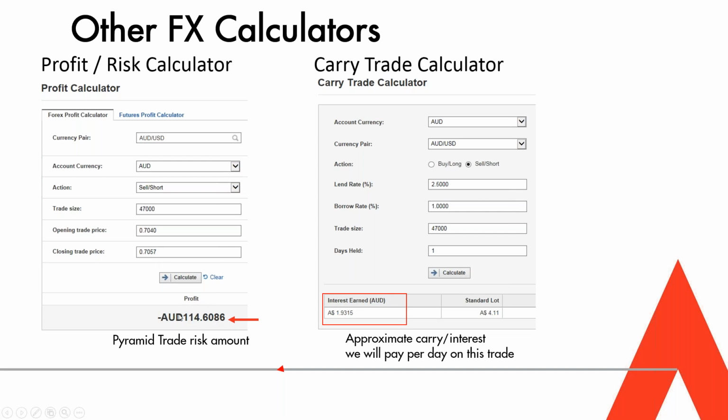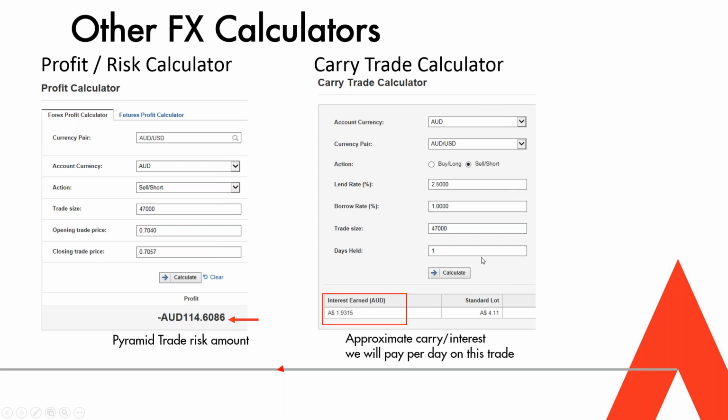It's telling us we're risking $114 roughly, which is not too bad for a pyramid trade. Well and truly under 2% risk, that's for sure. So it's quite an acceptable risk for a pyramid trade, and we're pyramiding with a $47,000 contract, which is half of the original purchase, which was a $94,000 contract.